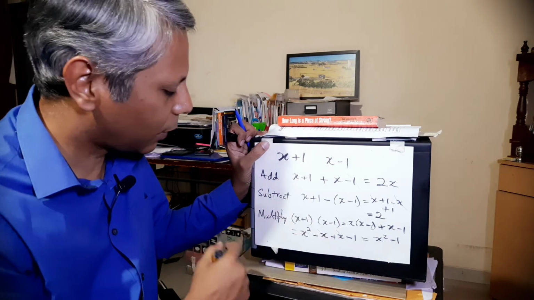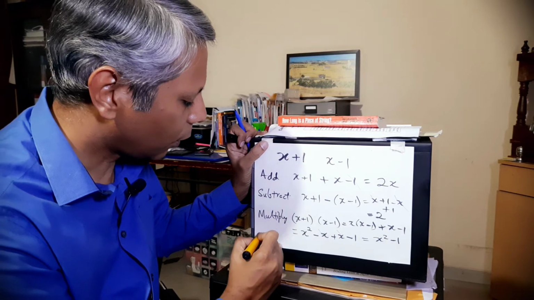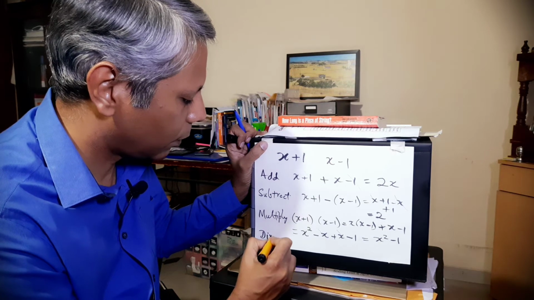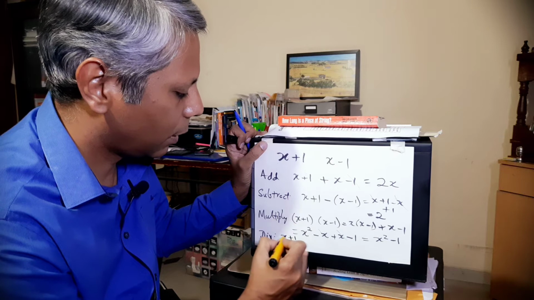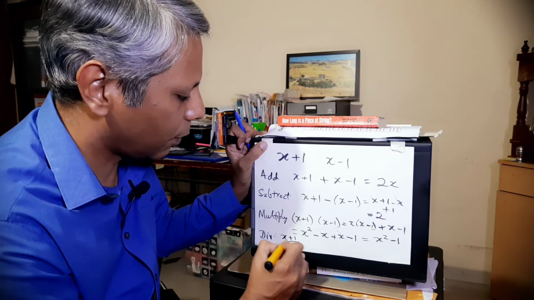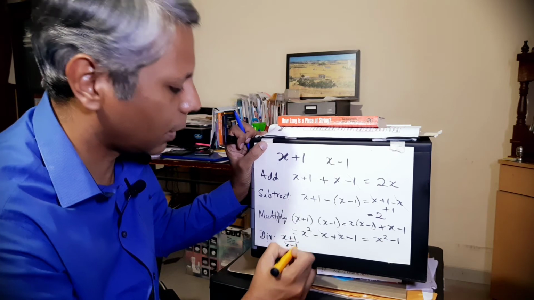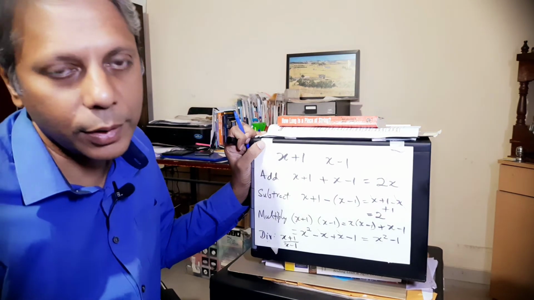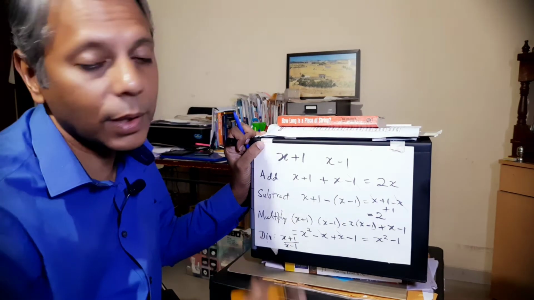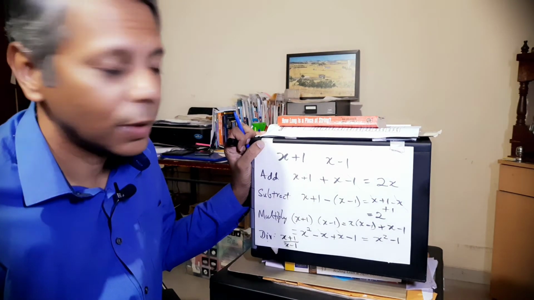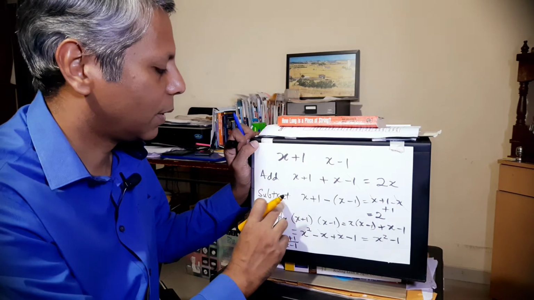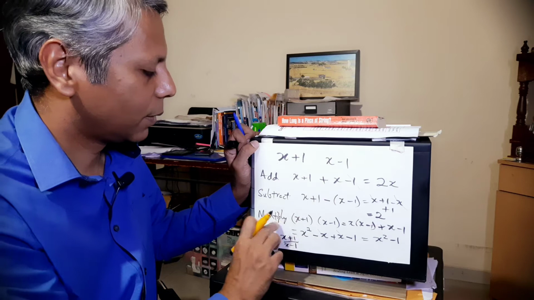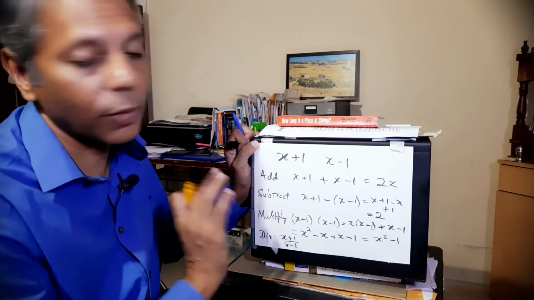And then when you have this, let's talk about division. So it's simply x plus 1 divided by x minus 1. There is nothing more you can do with this. So it just stays as it is. So this is how you deal with expressions: adding, subtracting, multiplying, and dividing.